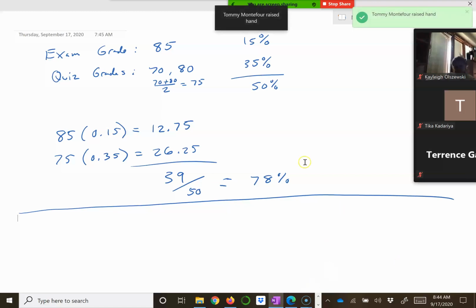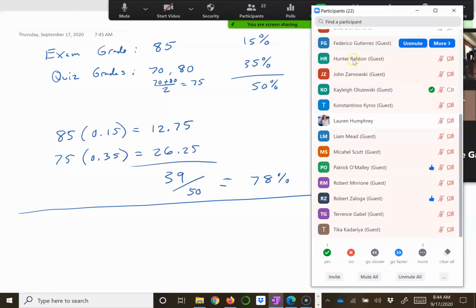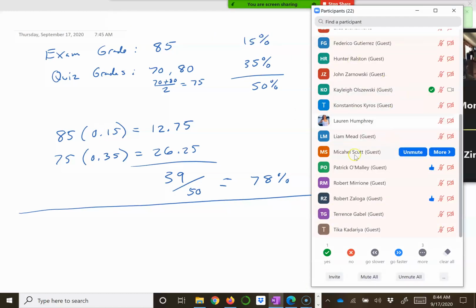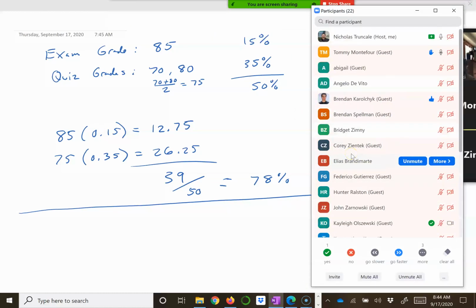Oh, we got a hand raised. There we go. Perfect. I don't know if you had said it already. Are you still going to put up the notes that you have written out for today on D2L?